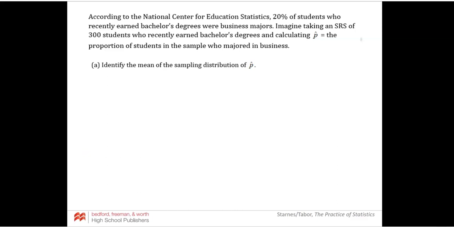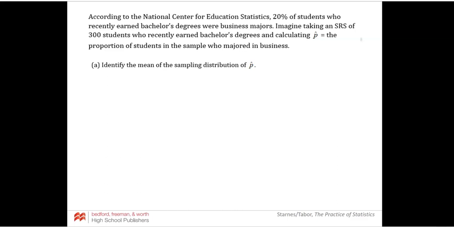According to the National Center for Education Statistics, 20% of students who recently earned bachelor's degrees were business majors. Imagine taking an SRS of 300 students who recently earned bachelor's degrees and calculate p-hat, the proportion of students in the sample who majored in business. Identify the mean and sampling distribution. So the mean of p-hat is 0.2.